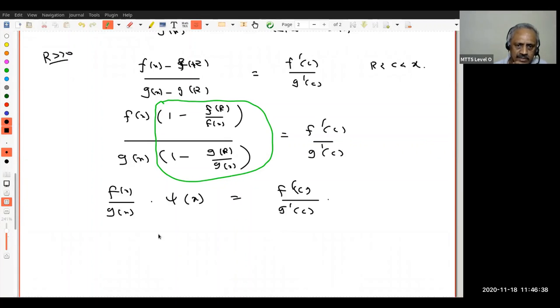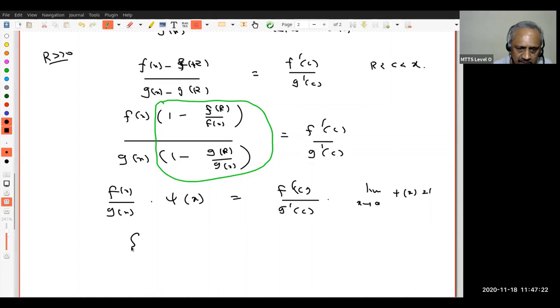Now, again, let us see what happens. What do I know about this? r is fixed. Now x varies, x goes to infinity, and therefore f(r) by f(x) will go to 0. Therefore, this numerator will go to 1. Similarly, as x goes to infinity, g(r) by g(x) will go to 0. Therefore, 1 minus g(r) by g(x) will go to 1. Therefore, by the algebra of finite limits, the numerator goes to 1, the denominator goes to 1. Therefore, the limit as x goes to infinity of psi(x) is 1. Do you understand this? Right?